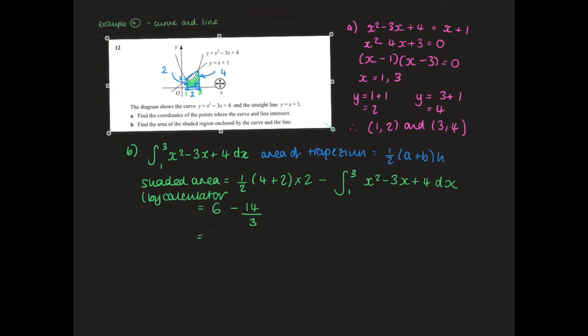So I know that my shaded area is just 4 over 3 and it's an area, so I'm going to put units squared.